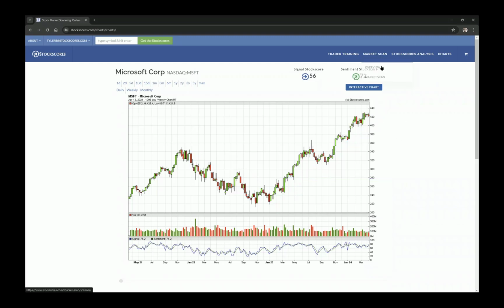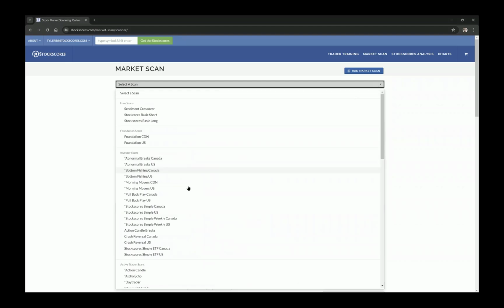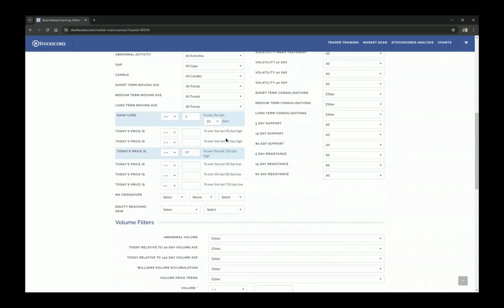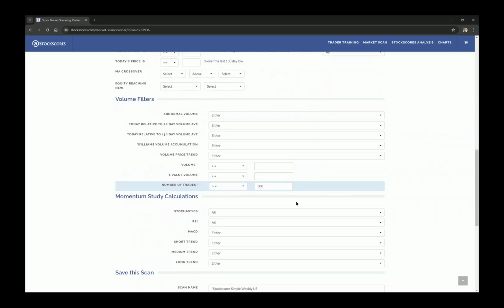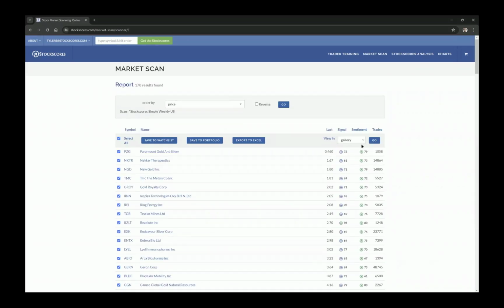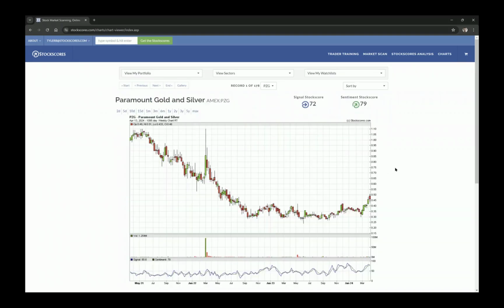All right, now let's go run the Stockscores Simple Weekly US scan. So I click on that. And what it's going to look for is stocks that have a sentiment score above 60. It's up at least 3% over the last 10 days. It's within 97% of its 150-day high, and it made at least 500 trades. This is a good little scan to help us find stocks that have some potential on a weekly time frame.